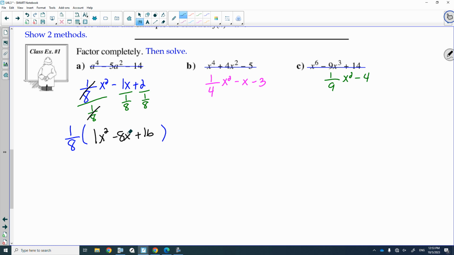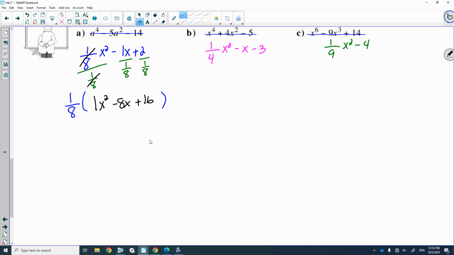So now what I have is a PSA 1 question. So I've got a 1/8 in front. That was essentially my GCF, and I've turned this into a PSA 1. So what are the two numbers? What are the two numbers that multiply to 16 and sum to -8? That's what you need to find. Amelia, do you know what they are? -4, -4. So x minus 4, x minus 4. This is your answer.